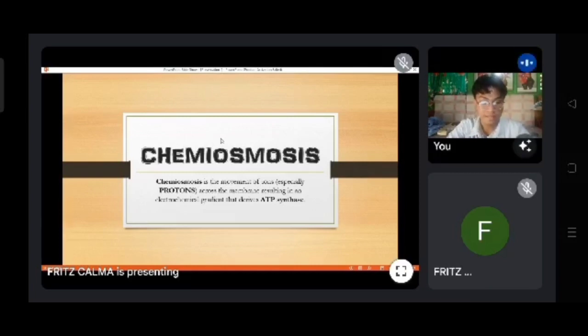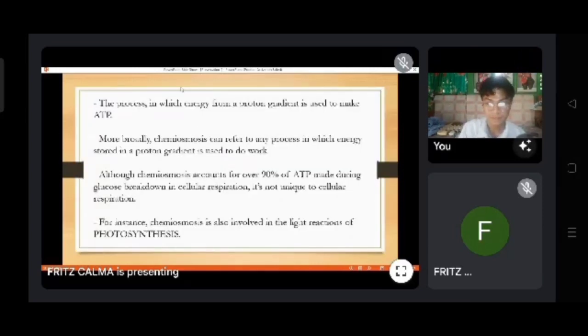When we say chemiosmosis, it is the process in which energy from a proton gradient is used to make ATP. We already built the proton gradient earlier, so the gradient is the chemi part. Then osmosis is moving through a membrane, forming energy in the form of ATP. Chemiosmosis is also involved in the light reactions of photosynthesis.